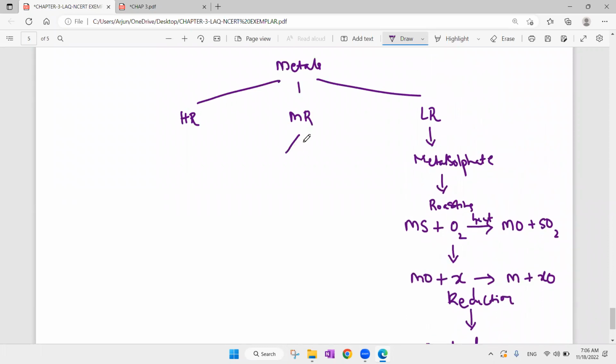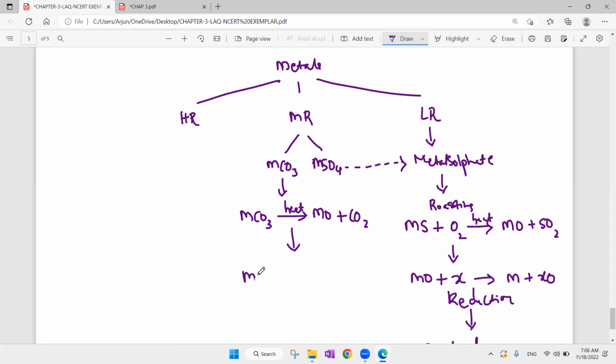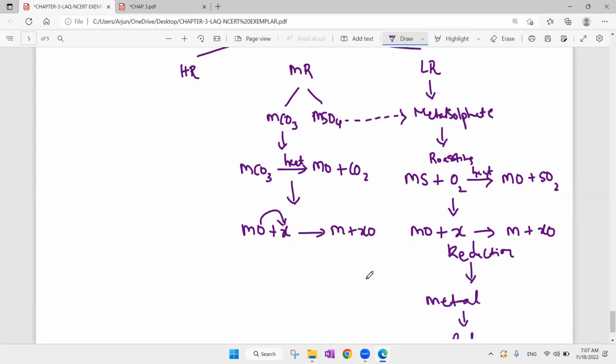Coming to moderate reactive metals, you can find them either in the form of metal carbonate or metal sulfide. If it is metal sulfide, go with this method, same will continue. If it is metal carbonate, you just have to heat it. If you heat in absence of oxygen, you get metal oxide plus carbon dioxide gas. Again, take that metal oxide, same process from here. Add some X compound or element, so that oxygen can be added to this X. We get metal plus XO. So that is known as the reduction process.